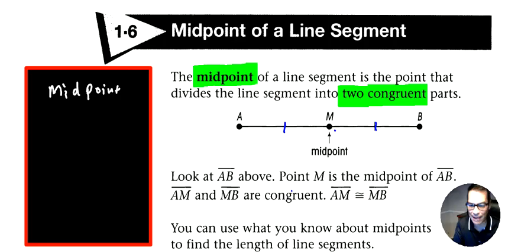So if we look at AB above, we can see that M is the midpoint of segment AB. And then segments AM and MB are congruent. So we can say segment AM is congruent, and that's the sign we use for congruency, to MB. Now, we can use what we know about midpoints to find the lengths of those segments. So let's get into that.